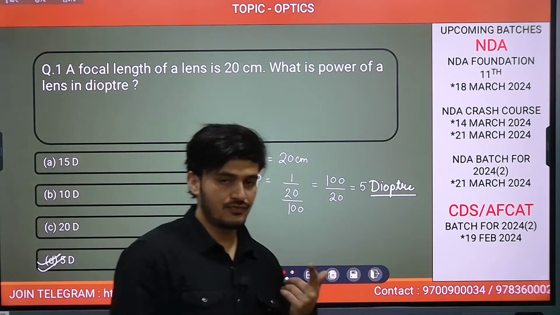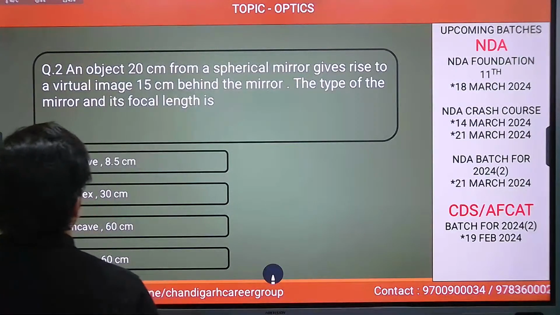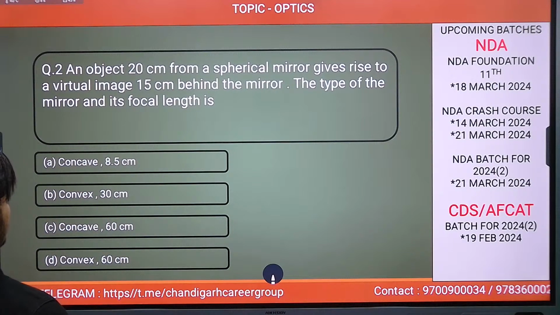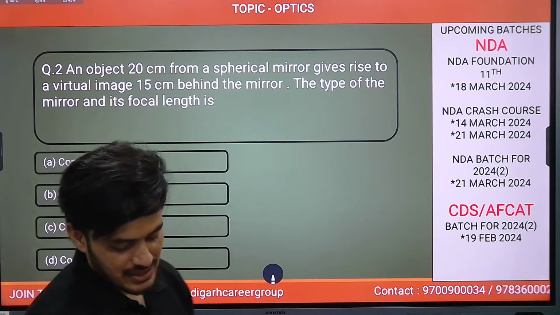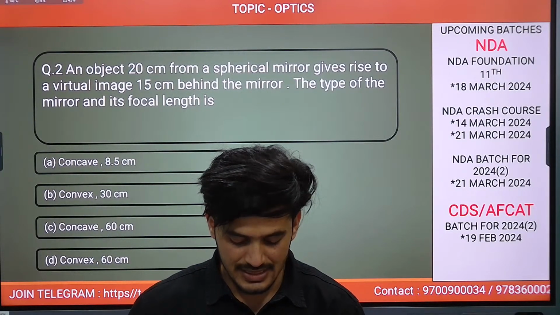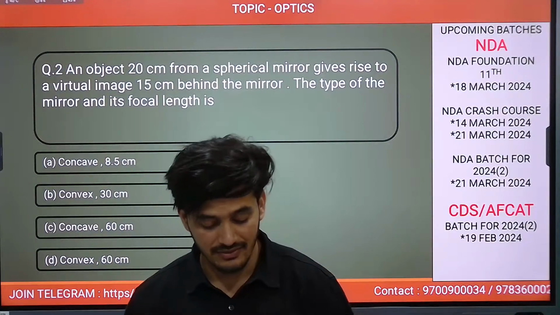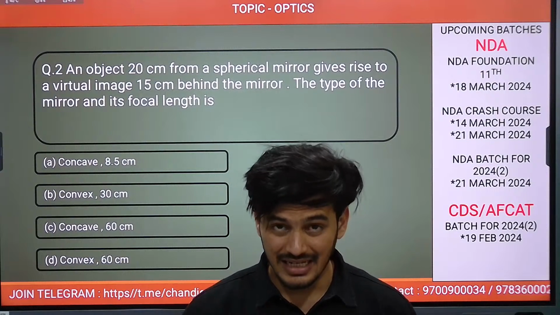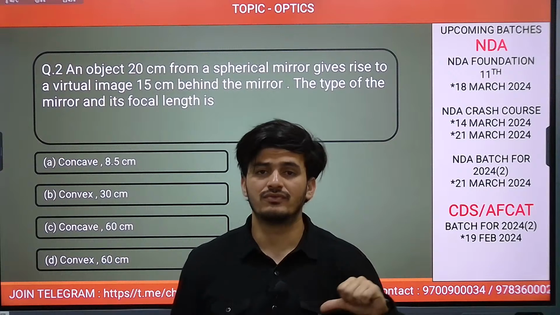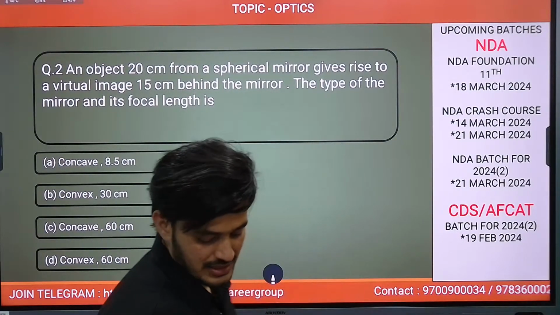So that was the first question. I hope everybody will get it. Next one is an object 20 centimeter from a spherical mirror give rise to a virtual image 15 centimeter behind the mirror. There is an object and this is placed at 20 centimeter from the mirror. Which mirror it is? Spherical mirror. Means it is not given in the question that whether it is a concave or convex. What we have to find out is its focal length, and eventually the sign of the focal length will automatically tell us the nature of the lens. So let's start with that.